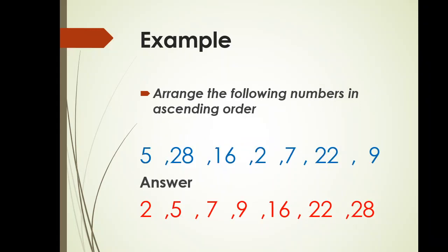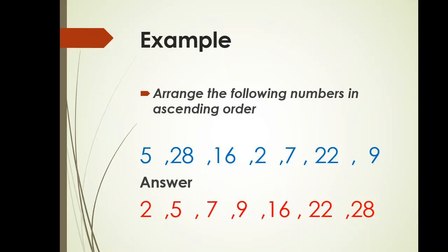Okay, another example. Arrange the following numbers in ascending order. Ascending order, we start with the smallest number to the largest number. Okay, here the list we have 5, 28, 16, 2, 7, 22, 9.